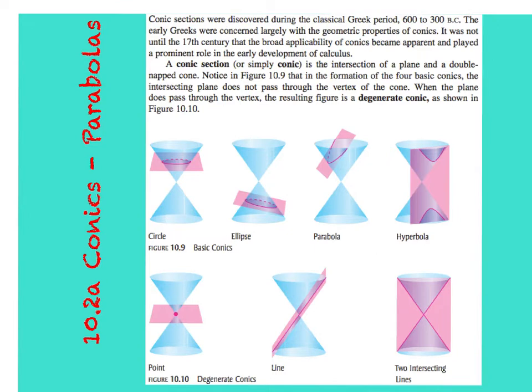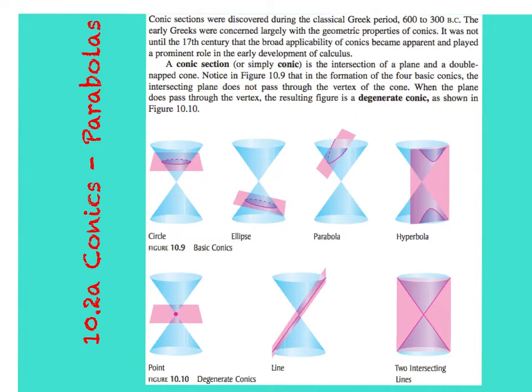Conic sections were discovered during the classical Greek period, 600 to 300 BC. Long time ago. The early Greeks were concerned largely with the geometric properties of conics. It was not until the 17th century that the broad applicability of conics became apparent and played a prominent role in the early development of calculus.